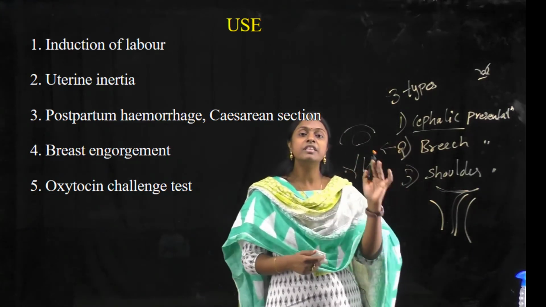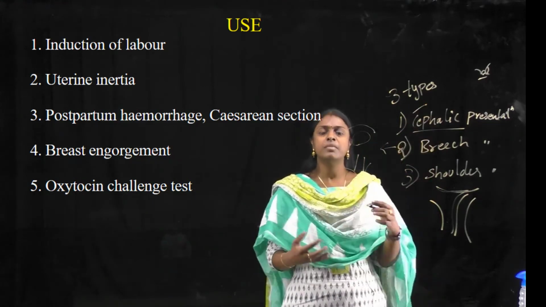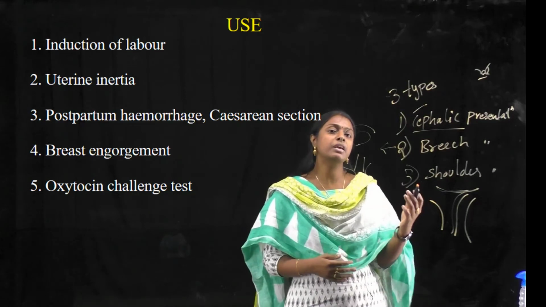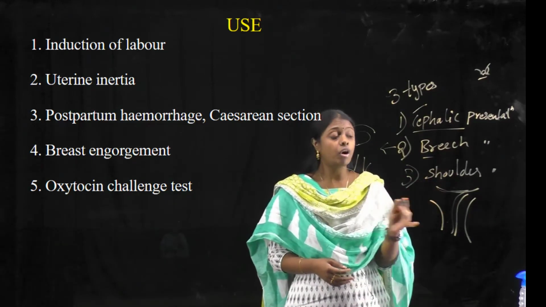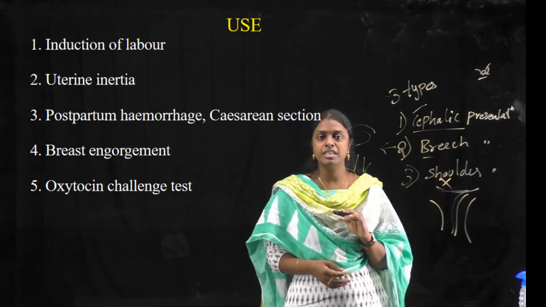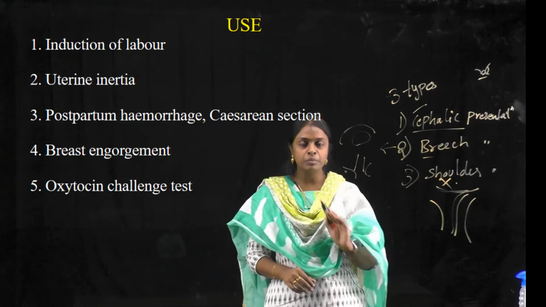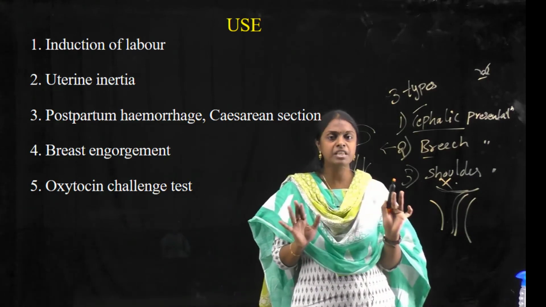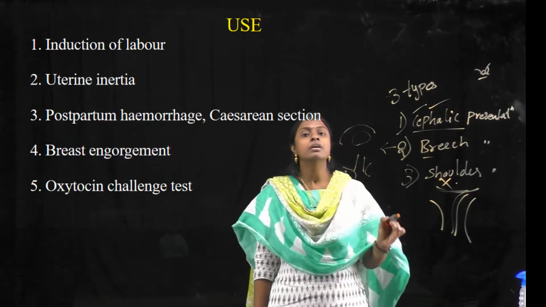So when you are giving this oxytocin, the baby should be in cephalic position, and in some conditions the baby can be in breech position also, but not shoulder presentation, because shoulder presentation is not suitable for normal delivery. Sometimes breech, and every time cephalic presentation is good for normal delivery.